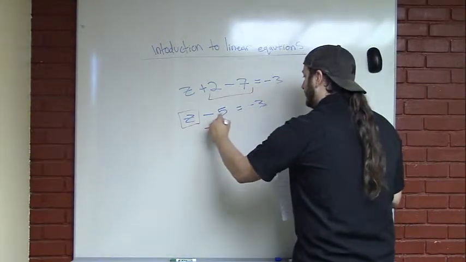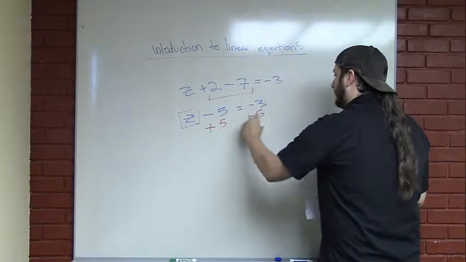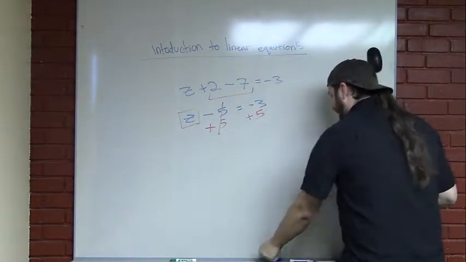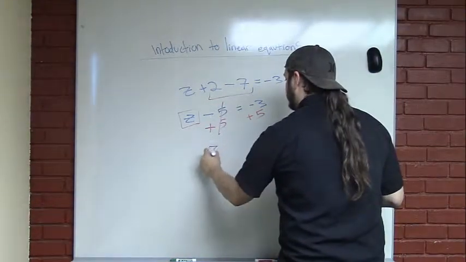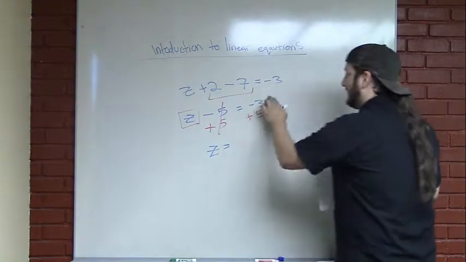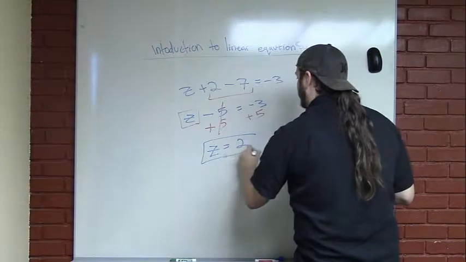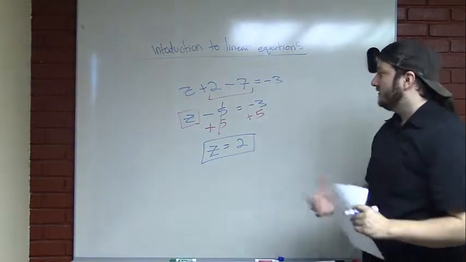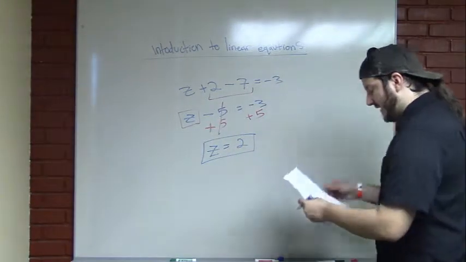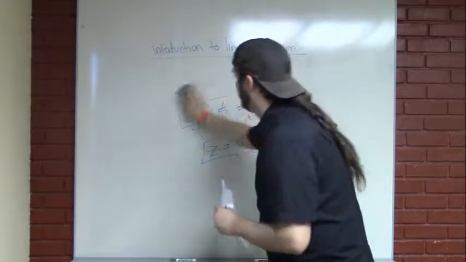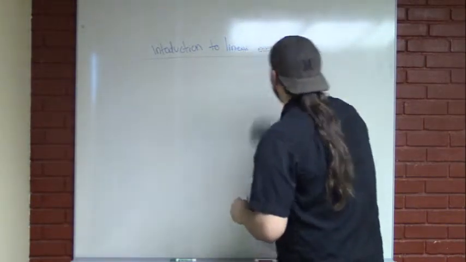So you plus 5, plus 5. Those guys cancel, and you're left with z equals negative 3 plus 5, which is a positive 2. And there you go. All right. We got two more examples, and then we'll wrap this guy up.